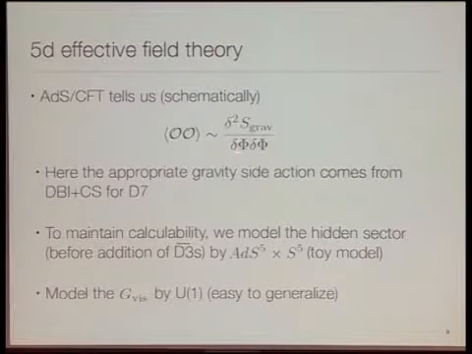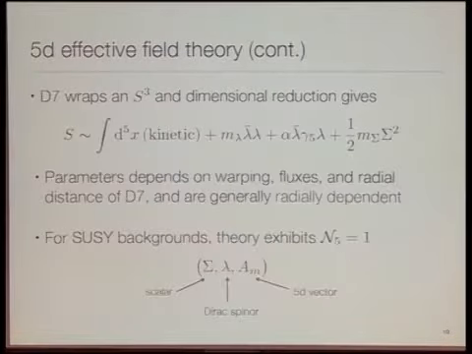So in order to calculate these two-point functions, it turns out to be useful to have some five-dimensional effective field theory. And there are two ways that I'm going to go about doing this. One way is that these D7s are going to wrap some S3 in the setup that I have here. And the dimensional reduction of this theory is pretty straightforward. When you do so, you get some five-dimensional action that has some kinetic terms. They're actually non-canonical kinetic terms. There's some function in here in general that I haven't written down.